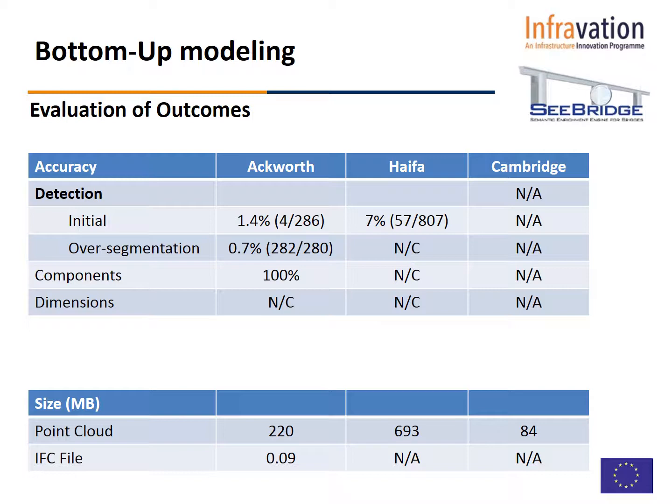For the Haifa bridge, we haven't quite finished the processing, but in the initial processing and the user feedback strategy, 57 surfaces out of 807 needed to be either deleted or merged with a neighboring surface, which represents about 7%. You can think of it as an error rate or accuracy loss. The over segmentation, we haven't figured that one out yet, but once we have the IFC model, we'll know the answer, as well as the components and dimensions.